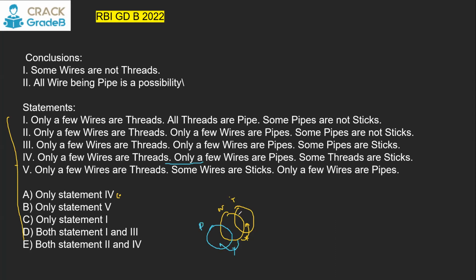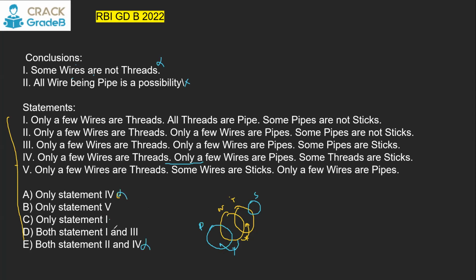Some threads are sticks. Conclusion: some wires are not threads. Definitely, because as I said, entire wires can't go inside. All wires being pipe is a possibility. Same thing, no, not a possibility. So 4 is not true. So if 4 is not true, this also cannot be true.